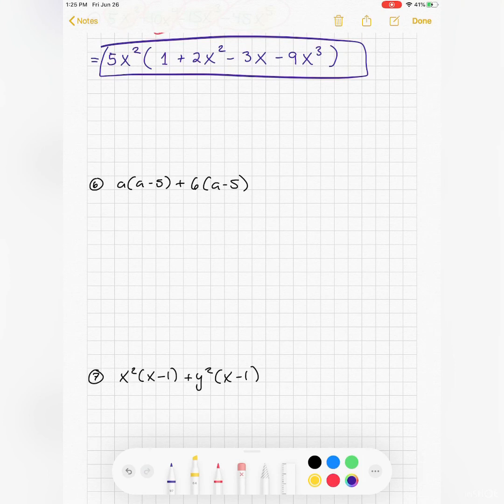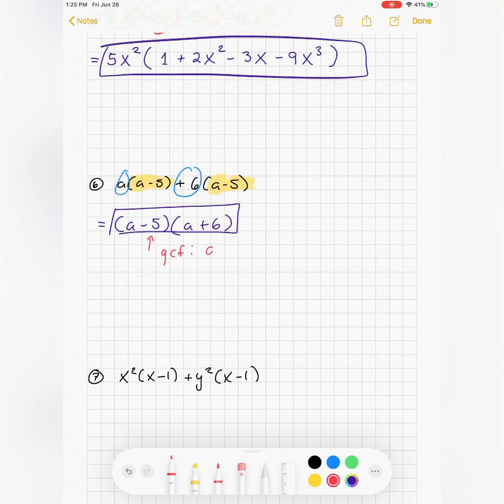Here's an interesting one, because here's the GCF. You see how that factor of a minus 5 matches in both terms? So what I'm going to do is pull that a minus 5 out of the whole expression. So what will that leave me with? An a plus 6. So there it is in factored form. So actually, this is the GCF, the a minus 5.